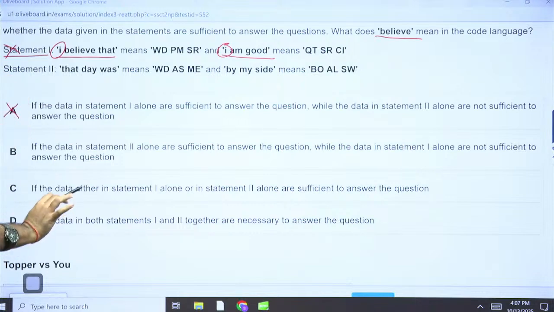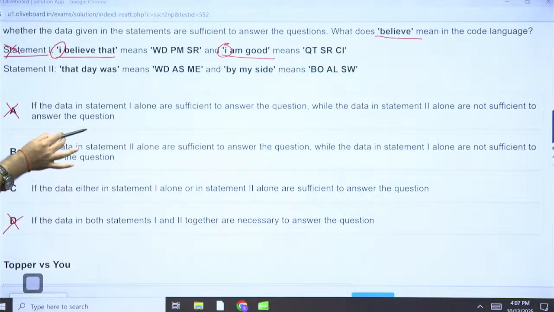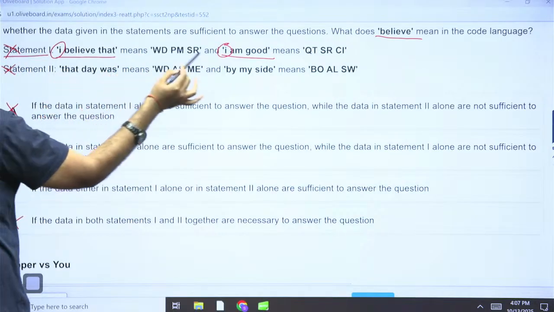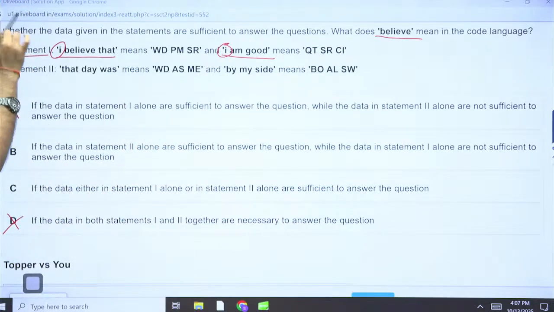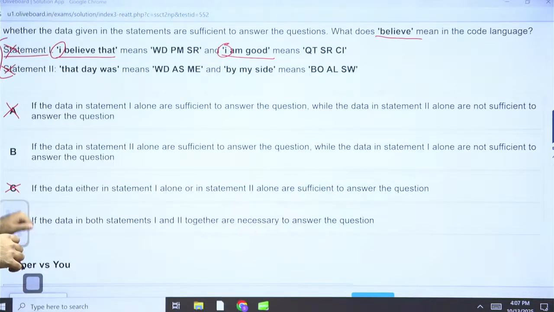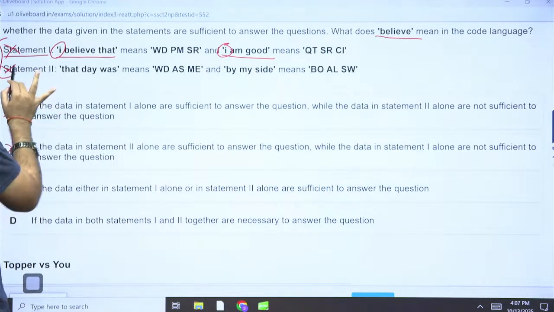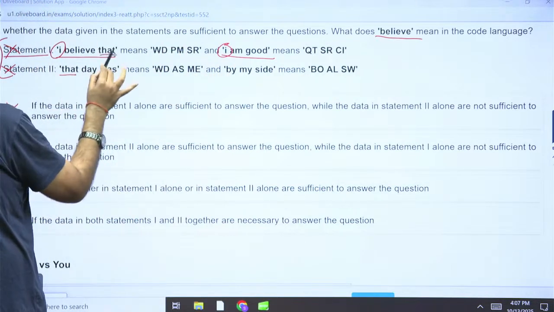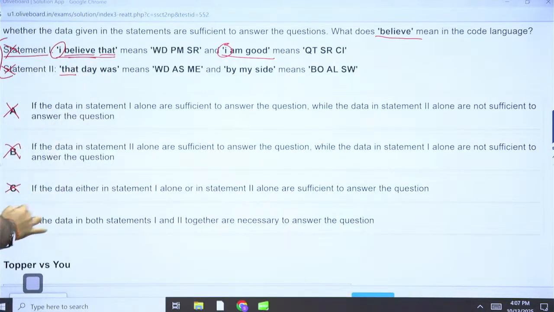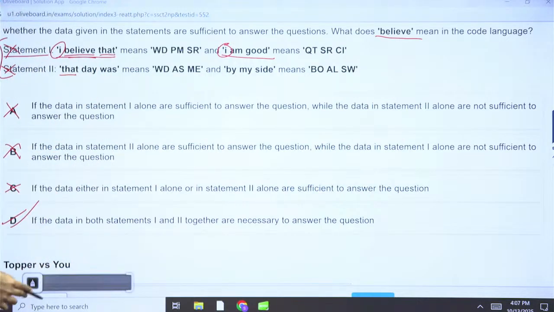So one alone is not sufficient. Now the others can still be true. Both will also not be true. Either two alone is sufficient, or 1 and 2 together will be sufficient. The moment you look at 2 alone, you will see that day was and by my side. So you cannot find anything here, but you can understand one thing before even going here, oh sorry, my bad, I erased the wrong answer. If we check them both together, you can get the code for I from here, and for that from here, and you can delete them and find out the final code for believe. So both together will give you your correct answer.